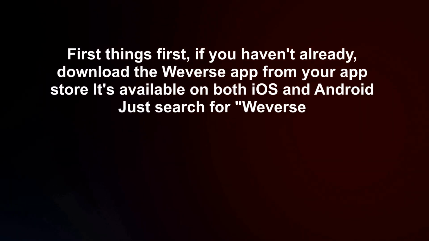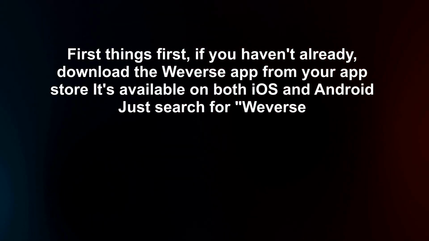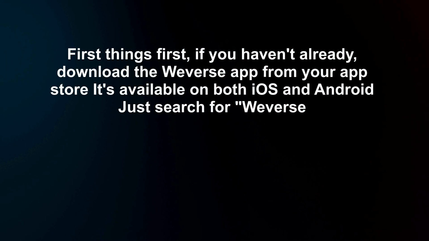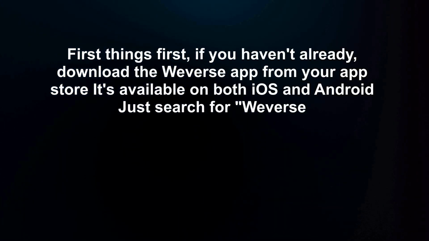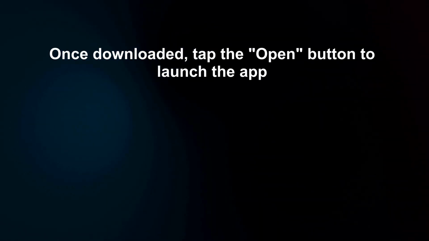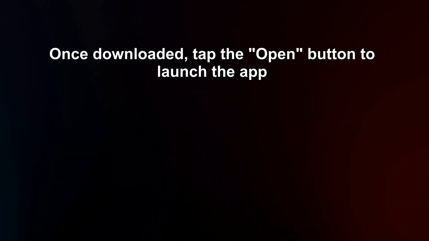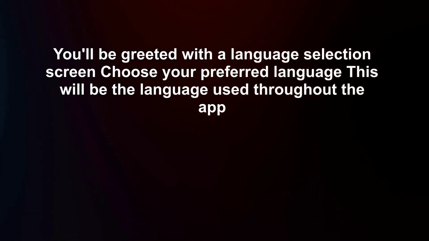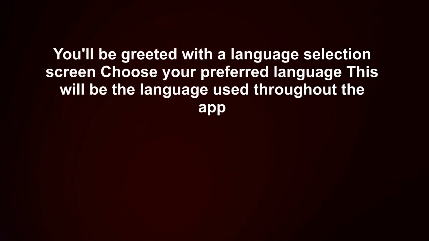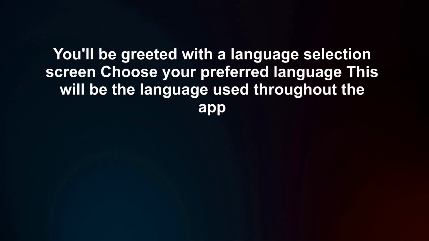First things first, if you haven't already, download the Weverse app from your app store. It's available on both iOS and Android. Just search for Weverse. Once downloaded, tap the open button to launch the app. You'll be greeted with a language selection screen. Choose your preferred language. This will be the language used throughout the app.